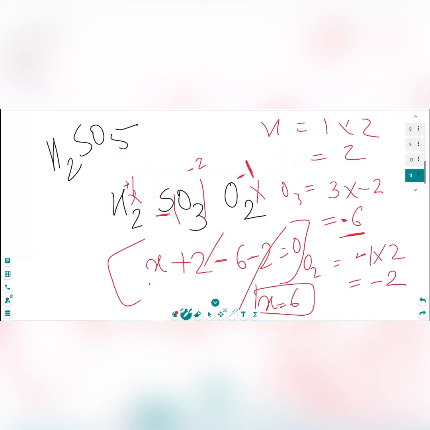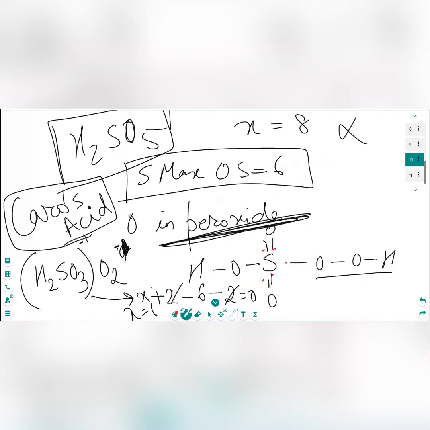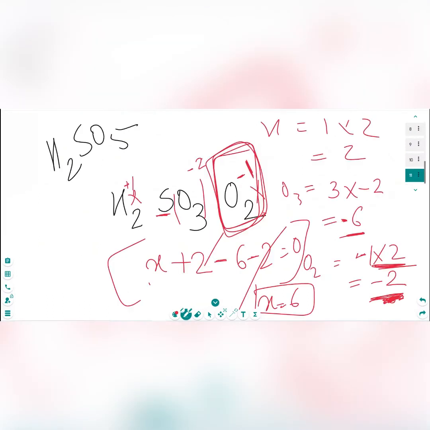When I have written this directly, that means you are not doing 2 and -2. No, this is in the peroxide form, -1. 2 into -1 will become -2. If you see the diagram also, these two are in the normal form, but this is peroxide. Got it? So these you have to remember. Why did I get x equal to 6? Okay, next one.